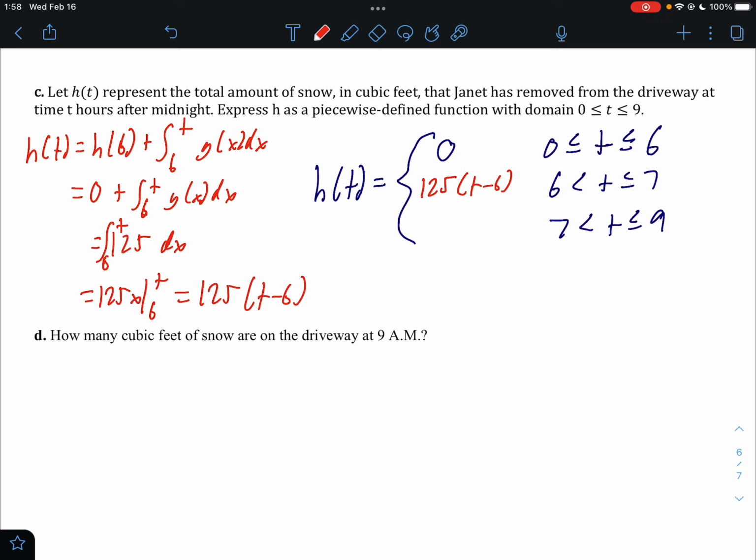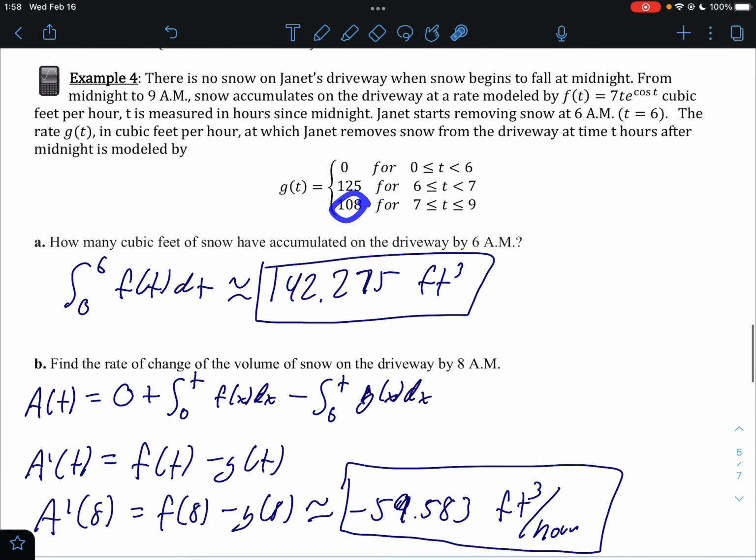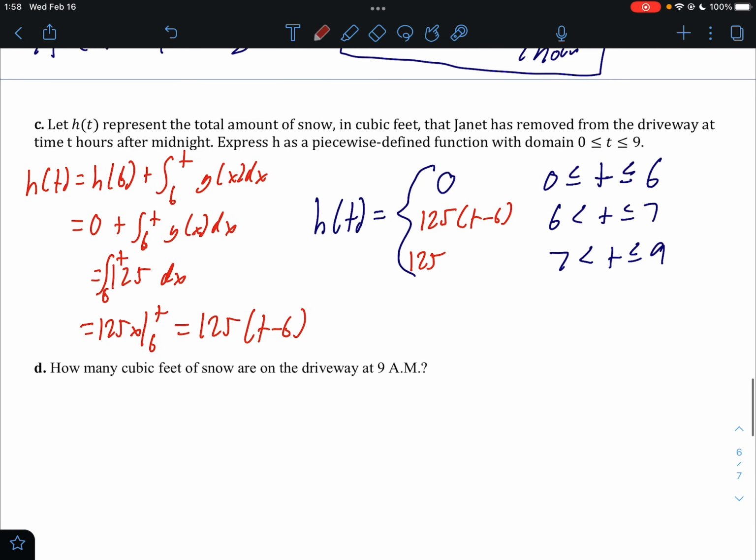All right, now we would repeat that same exact process for the 7 through 9, but there are two differences. First, we'd have to add in the 125, because after 1 hour, she's removed 125 cubic feet. But also, this 125 would change to 108. So it would be plus 108 times t minus 7, because we're starting this one at 7. And that would be our piecewise function for H of t.